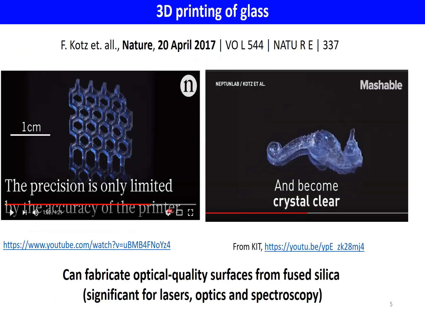Relatively recently, in the journal Nature, a very well-reputed journal, Kotz and co-workers published a series of papers where they can print glass, as we can see here, and crystal clear also. Here there are 2 web videos that I highly recommend, and overall one can fabricate optical quality surfaces from fused silica. This is very significant for scientific and engineering applications, in particular for lasers, for optics, and spectroscopy.